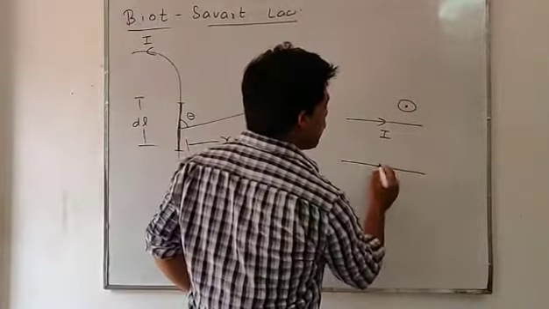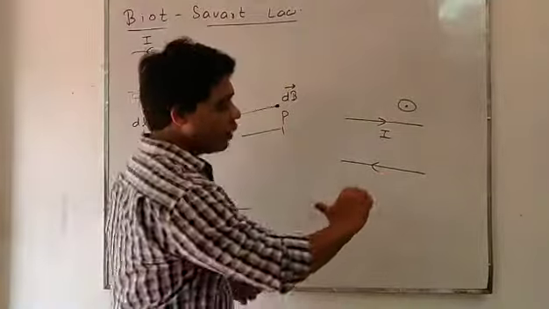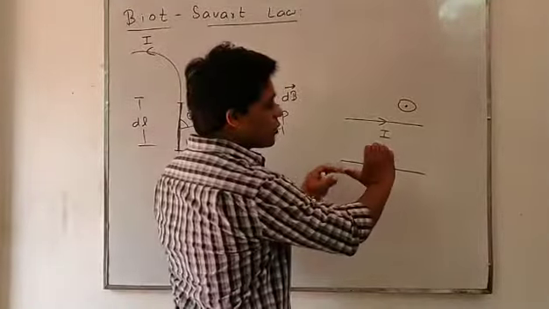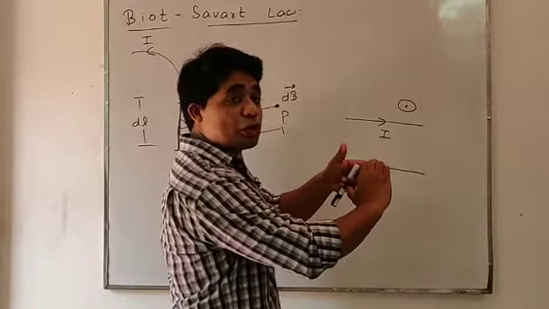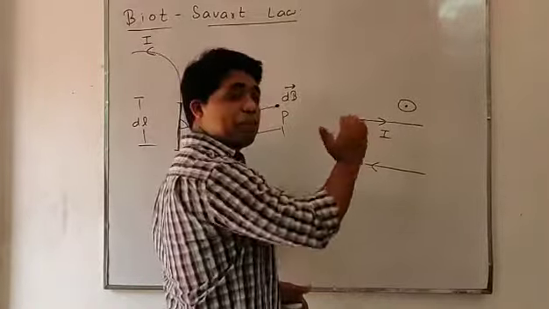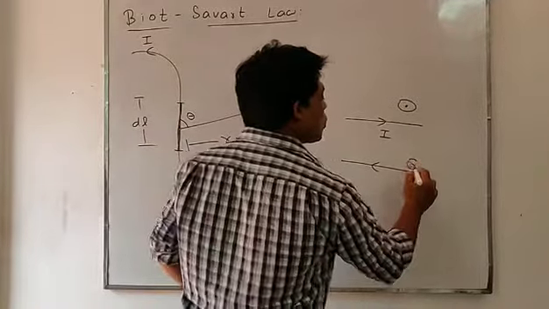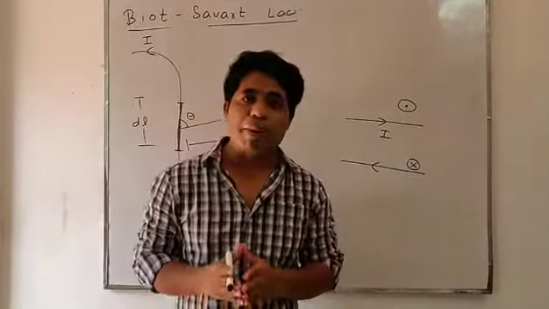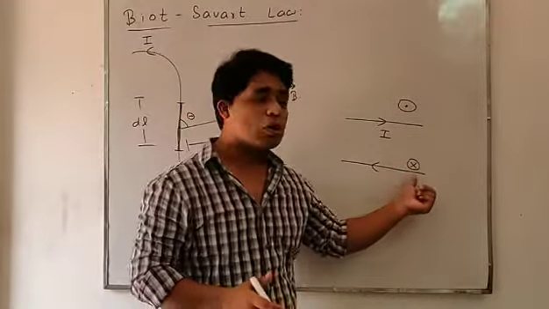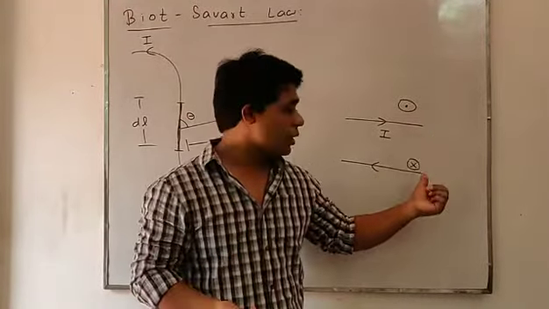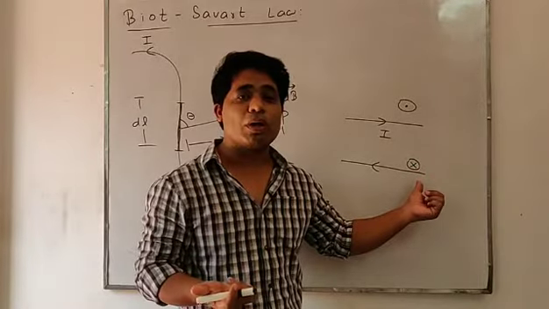And suppose current is moving like this, so according to the right hand thumb rule, if this is the direction of current, this finger will show the direction of magnetic field. It means that will be what? Inwards. So for inwards, we can use cross. We can represent magnetic field in two ways, dot or cross. Dot means magnetic field perpendicular upwards, and cross means magnetic field perpendicular downwards.